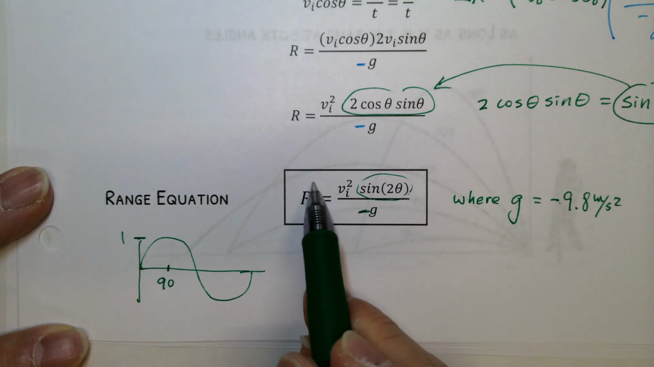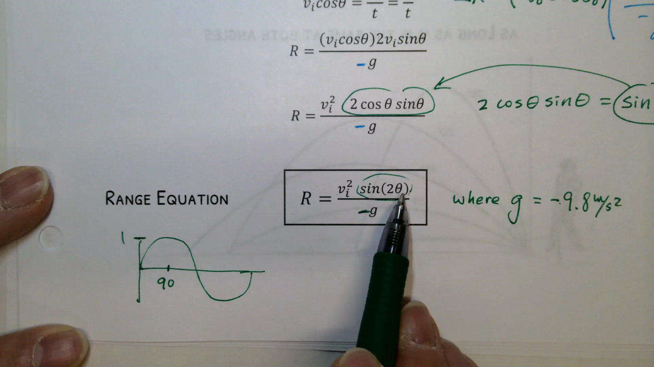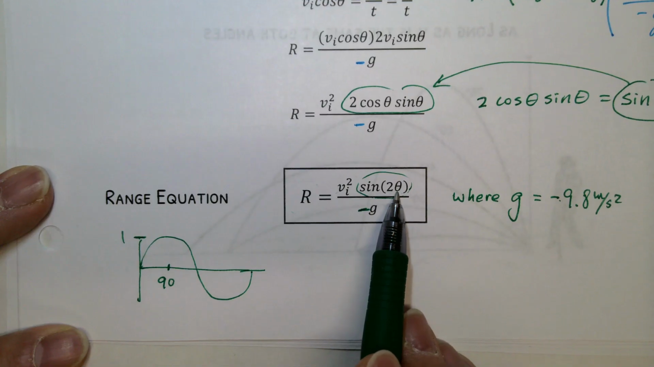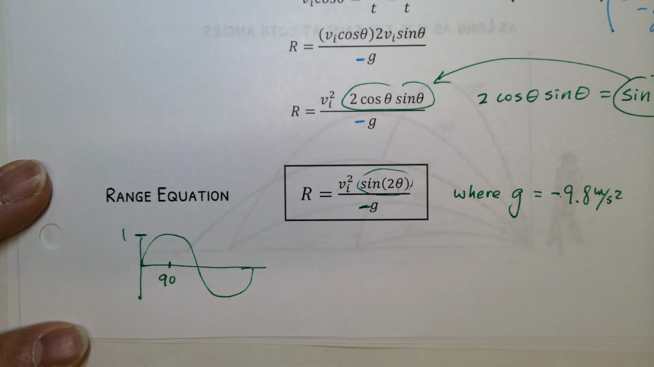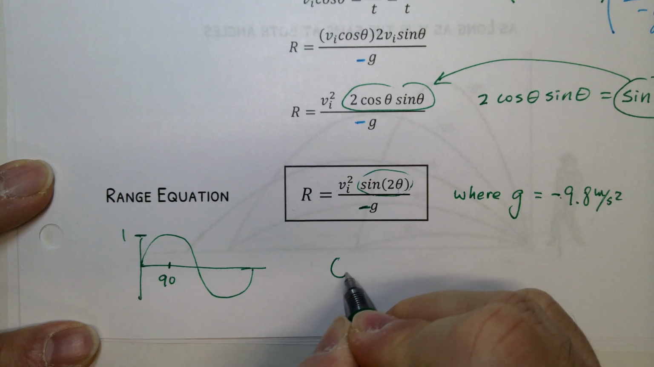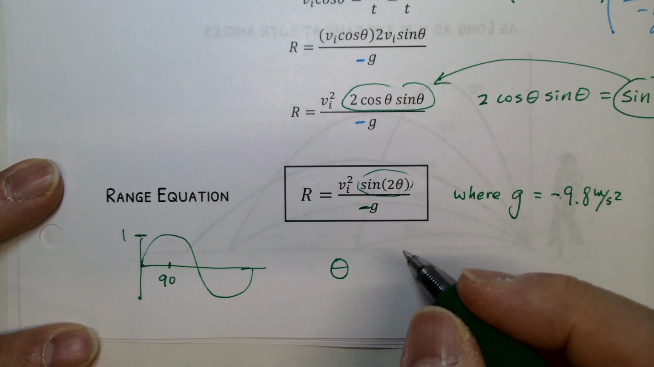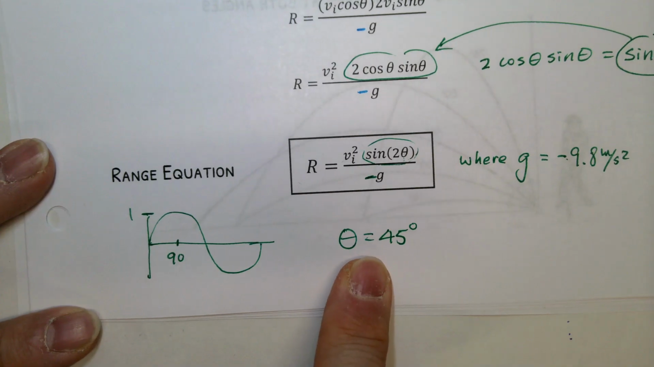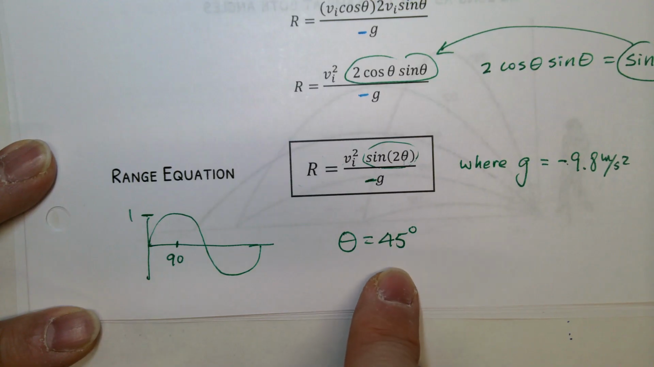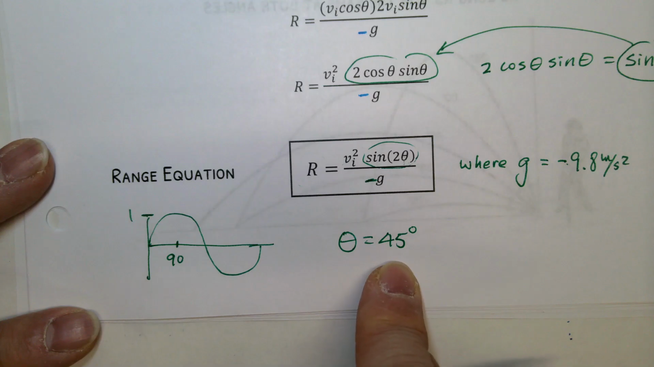Therefore, to make this maximum range, what should your theta be to make this a sine of 90? What should this theta be? Because it's 2 times theta here, right? So what should your theta be to make it 45 degrees? So, if you kick a soccer ball at 45 degrees, you will get the maximum range. If you throw something at 45 degrees, you will get the maximum distance.